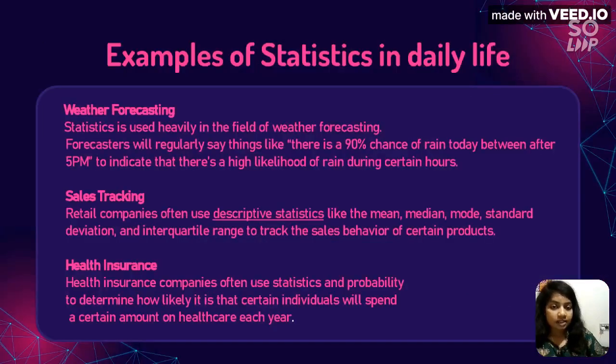Some examples of statistics in our daily life. Weather forecasting: statistics is used heavily in the field of weather forecasting. Forecasters will regularly say things like there is a 90% chance of rain today after 5 p.m. to indicate that there is a high likelihood of rain during certain hours. In the field of sales tracking, retail companies often use descriptive statistics like the mean, median, mode, standard deviation, and interquartile range to track the sales behavior of certain products.